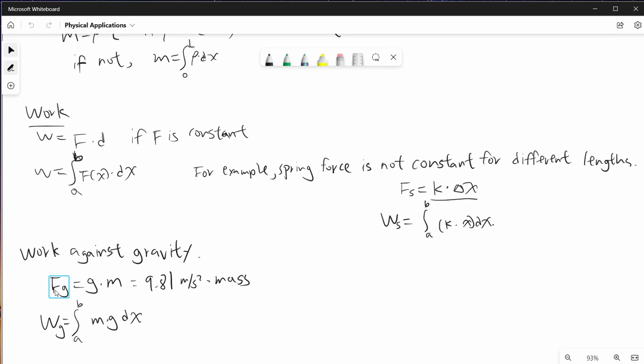Generally, the gravitational force is mg, right? g being 9.81 meters per second squared, times the mass. So sometimes the mass might be changing, or the distance. If the distance is changing, that's just accounted for in the integral. So generally it's just this equation. You just got to make sure you know how the mass is changing and write the correct equation for it.